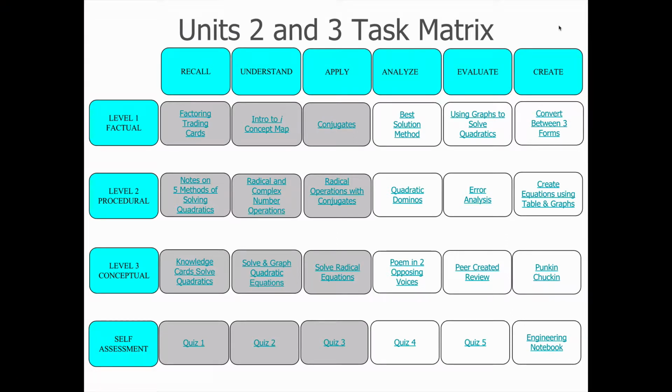Okay, everybody, I'm going to talk about our next two units, units 2 and 3, which cover quadratics and complex numbers, and the task matrix that we're going to use as you go through these two units. So this is a pretty independent activity. You've got 1, 2, 3 going across, 1, 2, 3, 4, 5, 6 different columns, and within each column you have 3 different levels.